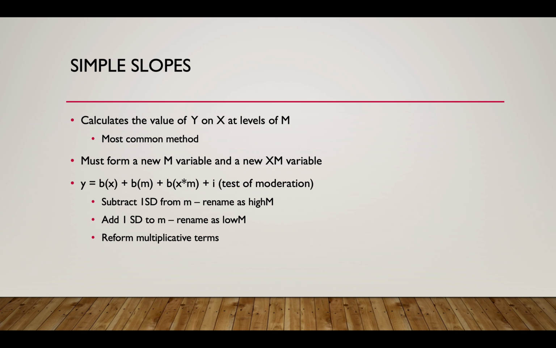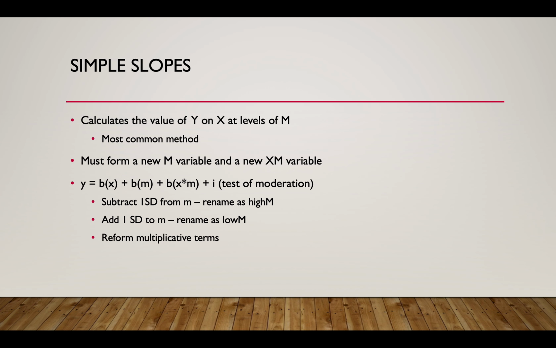The most common method is to use plus or minus 1 standard deviation. So the way that we're going to do this, and you did this in ARM 2, and we're going to do the same thing in ARM 3, is we'll form a new variable, and that new variable is going to be x times m. And then we form 2 new variables for m in order to test the significant indirect effects.